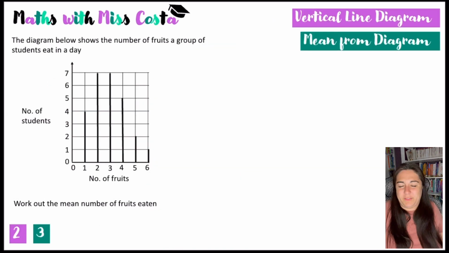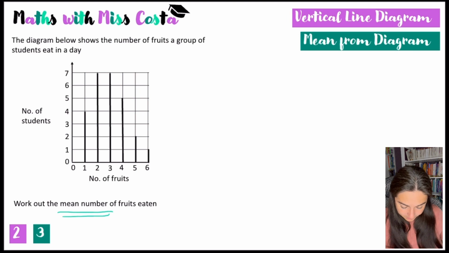Okay, then we've got a vertical line diagram. So all that means is the top of the line is where the top of your frequency is. The diagram below shows the number of fruits a group of students eat in each day. It doesn't tell us how many students there are, so we're going to need to find that out. And we need to work out the mean. So first of all, let's start by finding out how many people. So that is 4.